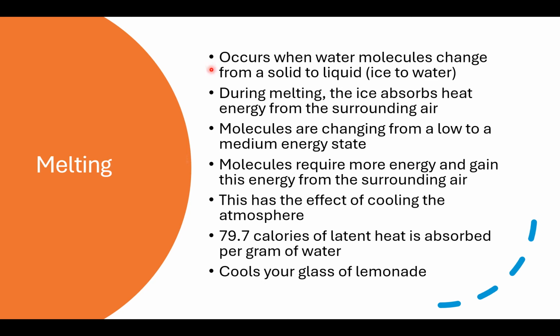It occurs when water molecules change from a solid form to a liquid form, ice over to water. During melting, the ice is going to absorb heat energy from the surrounding air, and these molecules are then going to change from a lower, more rigid, more locked-in state to a medium energy state when you go from a solid to a liquid. These molecules require more energy and gain this energy from the surrounding air, and this has the effect of cooling the atmosphere. Now, 79.7 calories of latent heat, or hidden heat, is absorbed per gram of water when melting occurs.